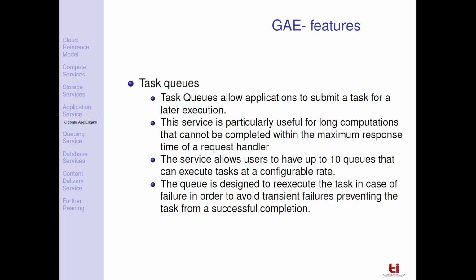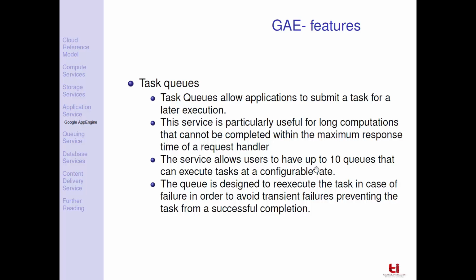So Google App Engine offers additional services such as task queues and cron jobs to simplify the execution of computations that are very computation intensive. That means they cannot be performed within the time frame of a web request. So let us look into this. Task queues allow the application to submit a task for later execution. It is particularly useful for long computation that cannot be completed within the maximum response time of a request handler.